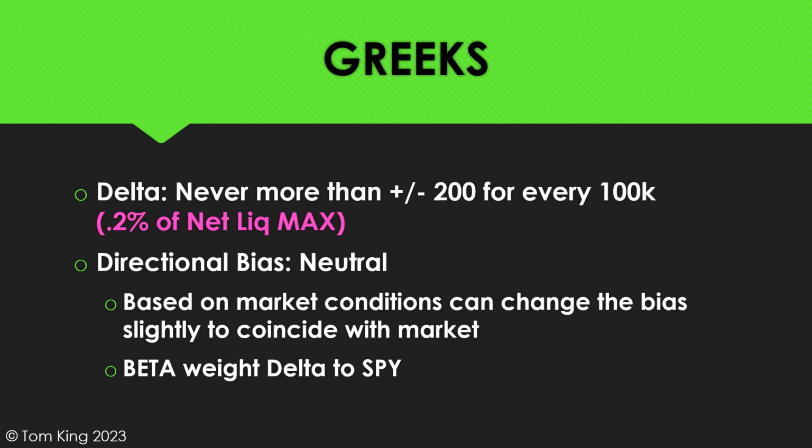Based on any market conditions, that can change the bias slightly to coincide with the market. If the market is in a solid bullish trend, and depending on where we are, if I feel we're getting overbought, I want to get some negative delta. Potentially, doesn't mean I'm going to go to negative 400 on a $100,000 account or exceed the 0.2%, but maybe I want to be negative by a little bit. If we are oversold, then maybe I want to be more positive on it. But I'm beta weighting my deltas to SPY, and I really want to keep it around that 0.2% of the net liq maximum.